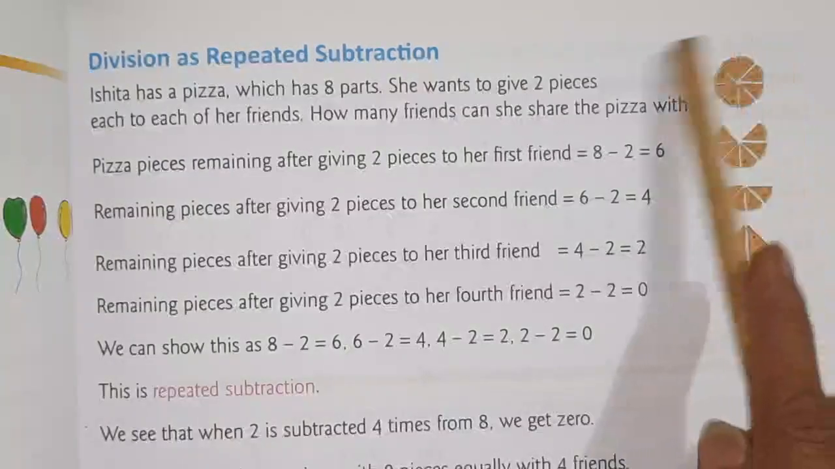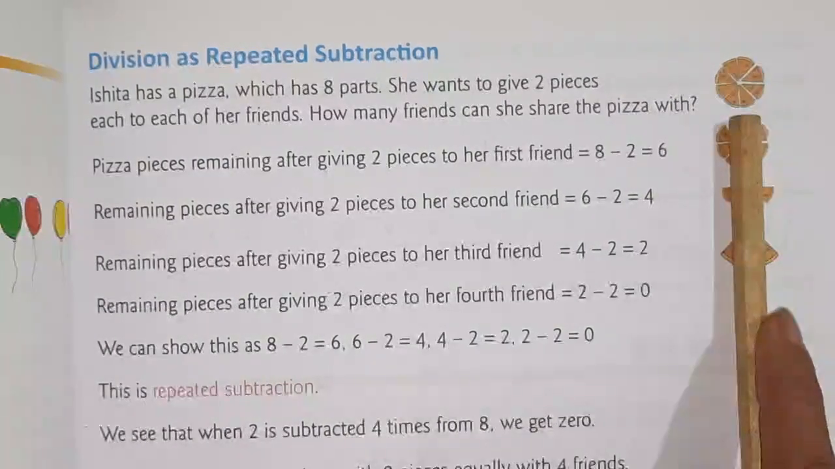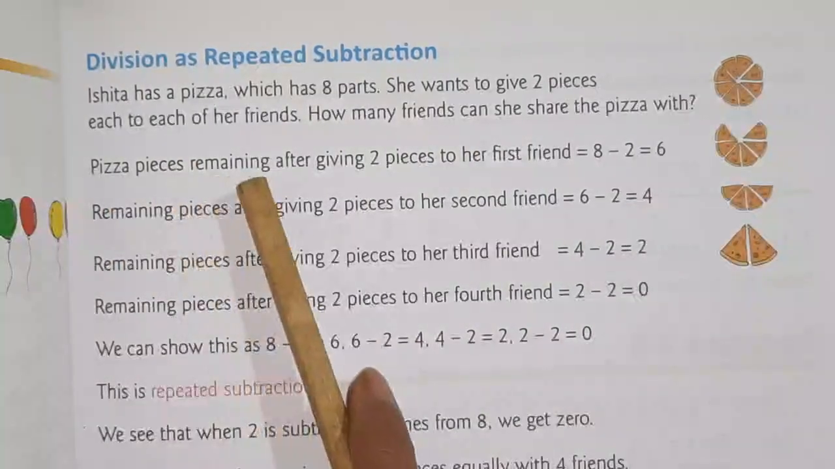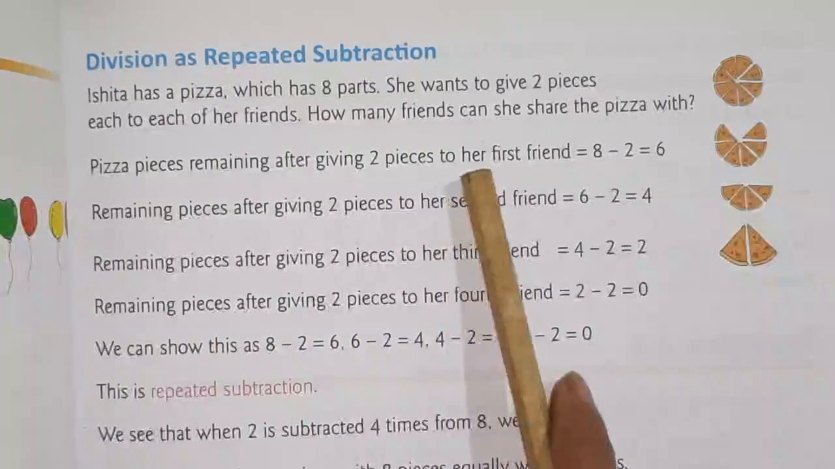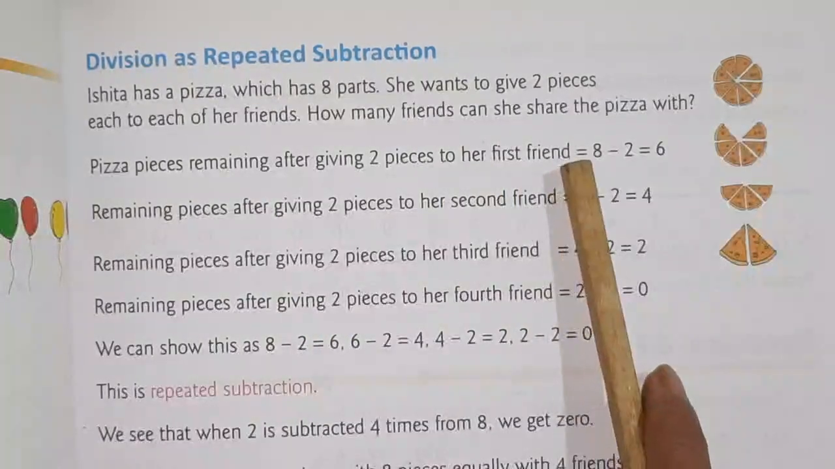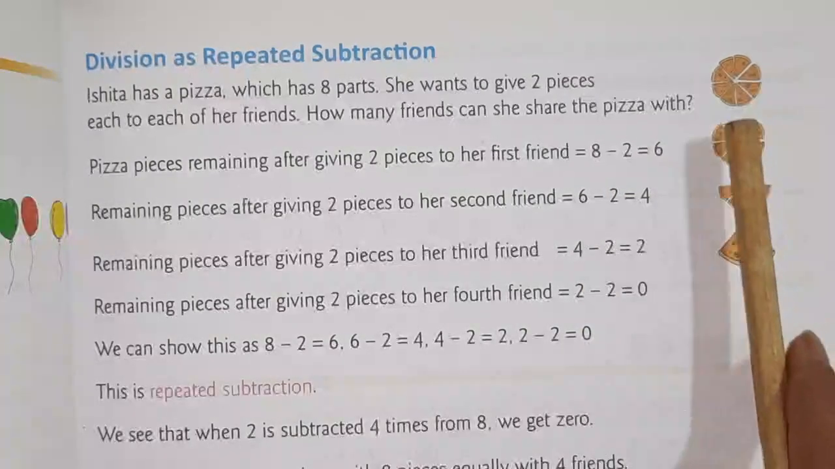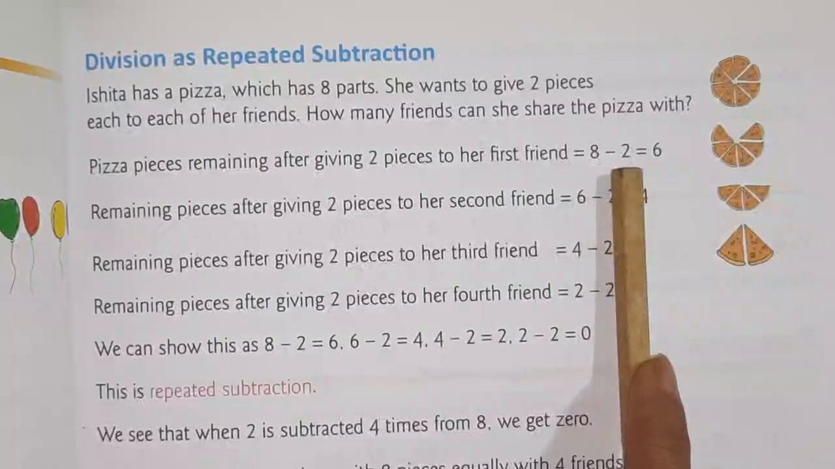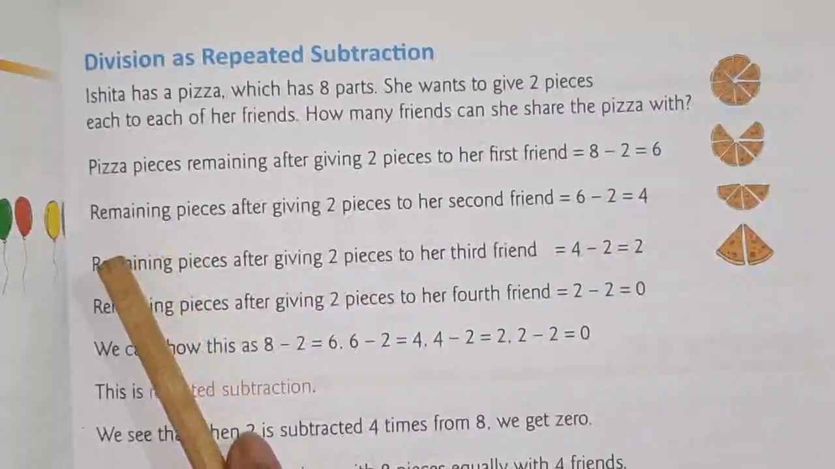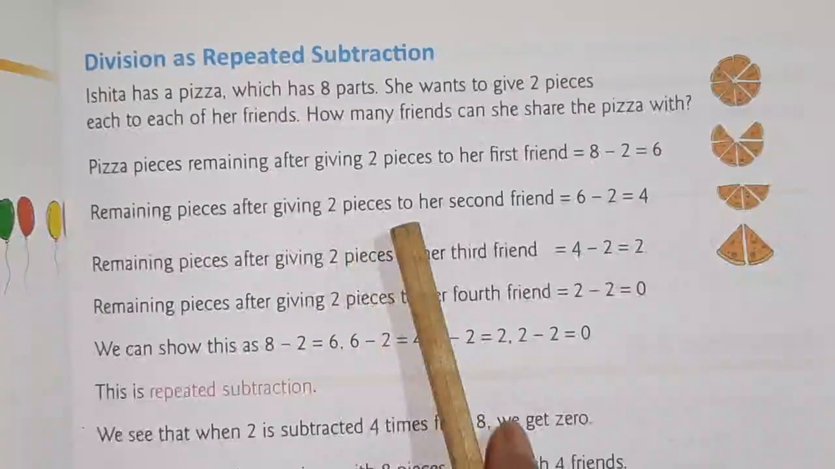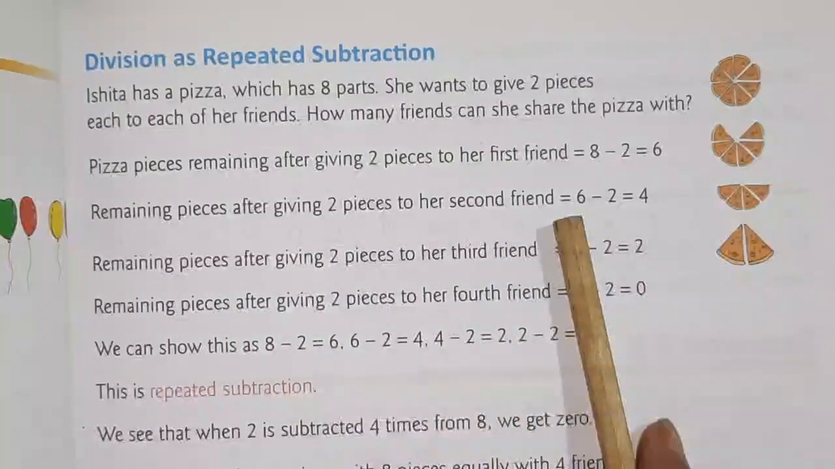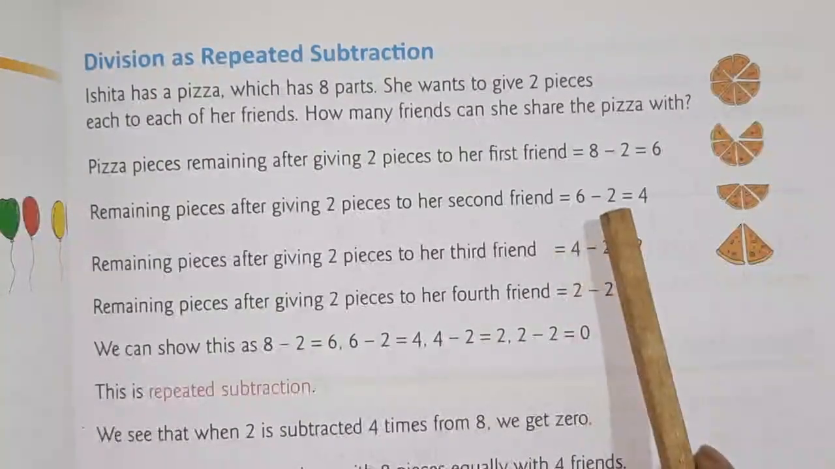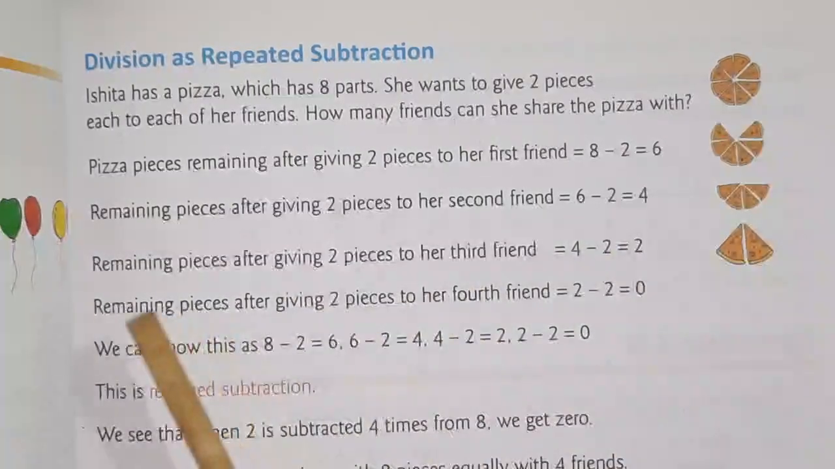Now see, here is a pizza and it has 8 parts. Now we'll see the pizza pieces remaining after giving 2 pieces to her first friend. After giving 2 pieces to her first friend, 6 pieces are remaining. So here it is written 8 minus 2 is 6. Remaining pieces after giving 2 pieces to her second friend: again 2 pieces are given to the second friend. So 6 minus 2 is equal to 4.